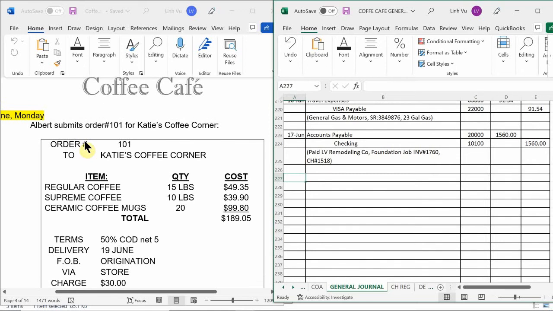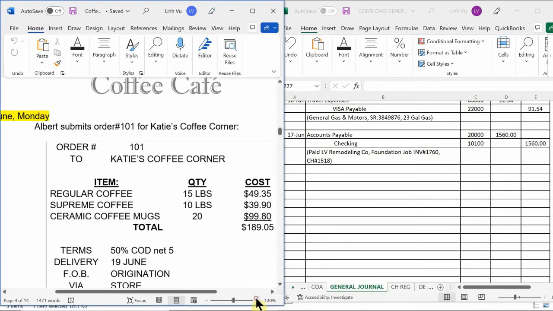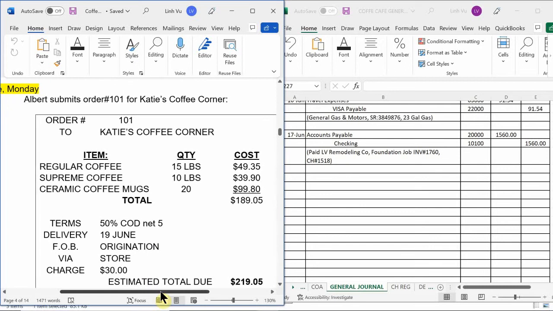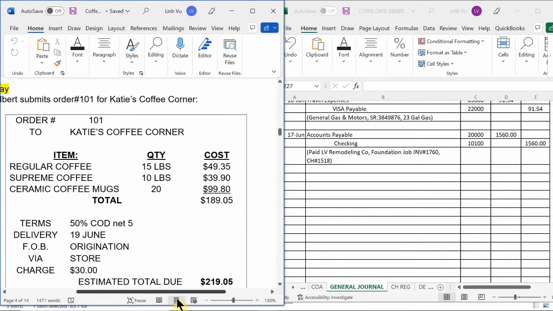Mr. Albert decides to submit an order for Katie's Coffee Corner. So here's Katie's Coffee Corner. This is what she wants. This is order number 101 to Katie's Coffee Corner. She wants 15 pounds of regular coffee, 10 pounds of Supreme coffee, and 20 coffee mugs. There's the total here.